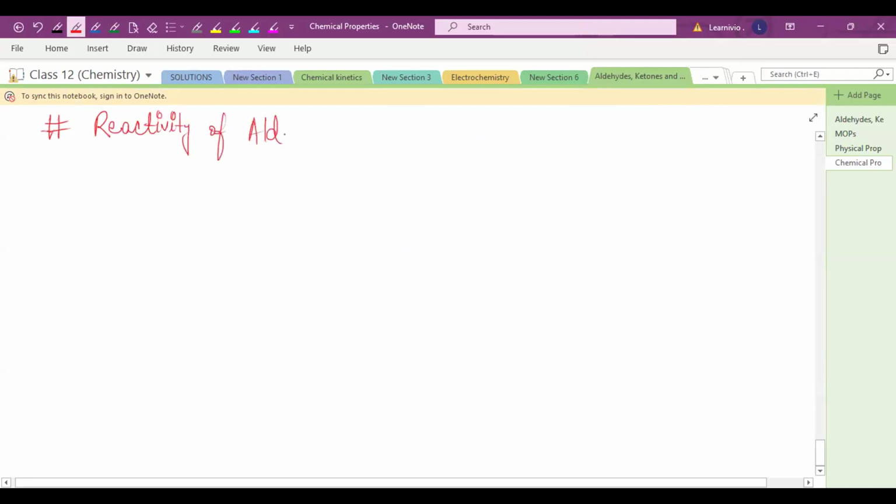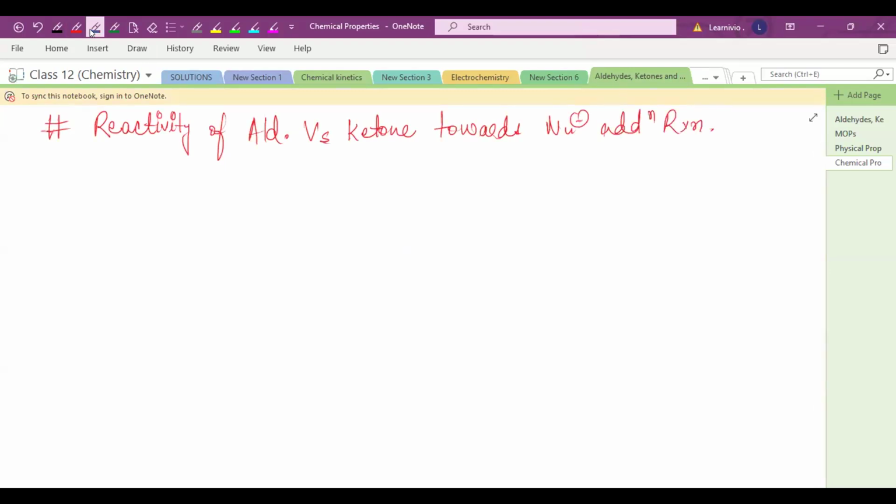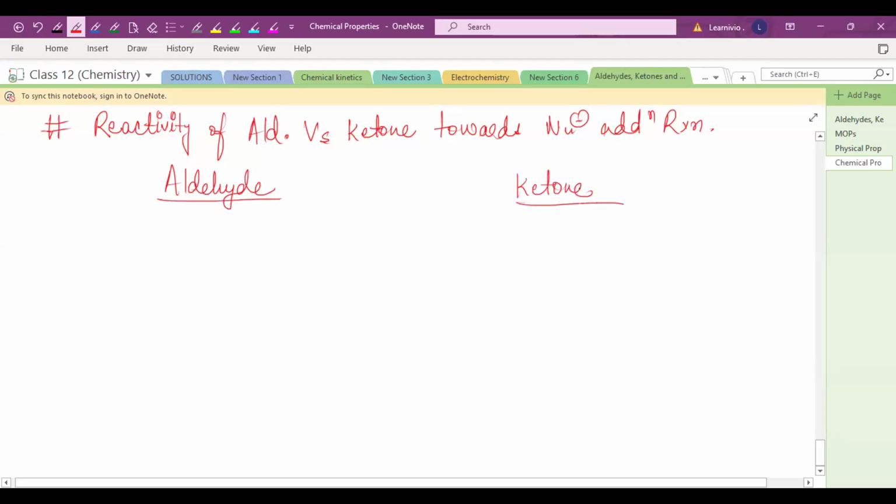Next topic is reactivity of aldehydes versus ketones towards nucleophilic addition reaction. So first, let's understand about the aldehyde, and here I'm also writing for the ketone. Aldehyde is the RCHO group. This is your aldehyde. And what is a ketone? When an alkyl group is present on both sides.